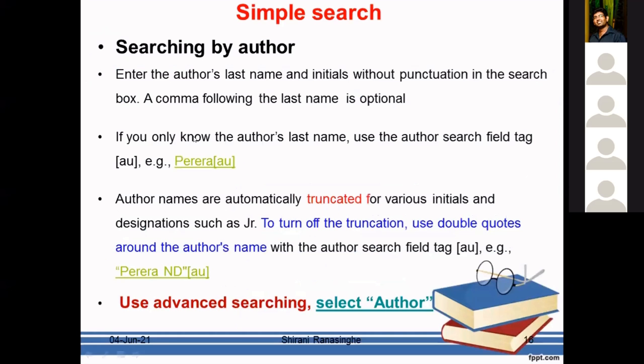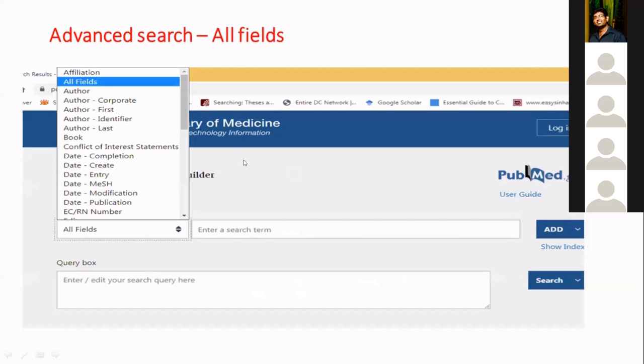Otherwise, you can go to the advanced searching options and select author there. Here you can see in the advanced search, all fields, and you can limit to author. There are author corporate, author first, author identifier, and author last. But I think it's better to always use author, because if you select first author, then only the records with that particular name as the first author will appear. So to avoid that, you can use author. So that is searching by author.